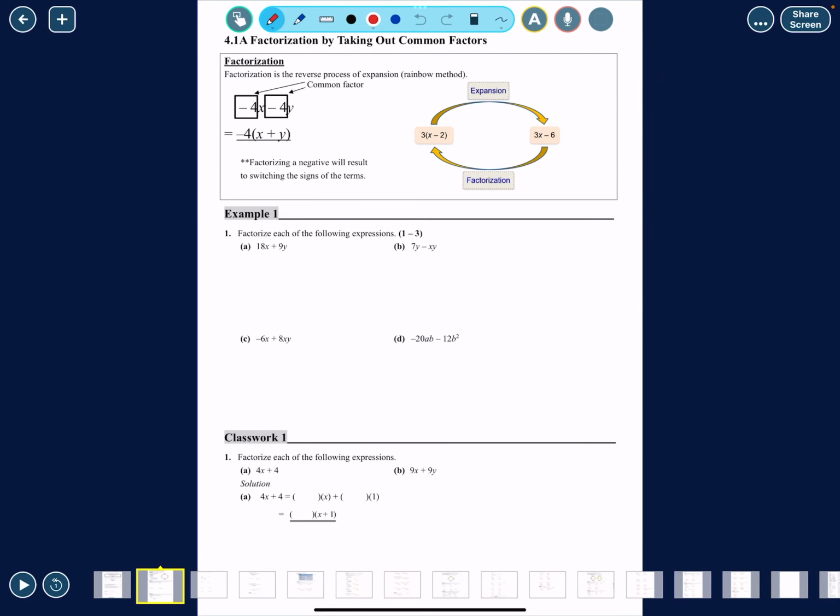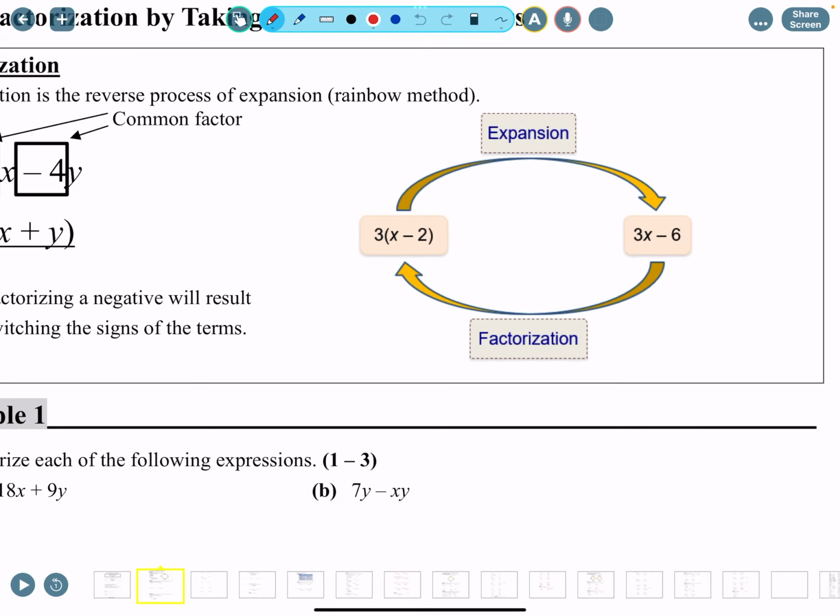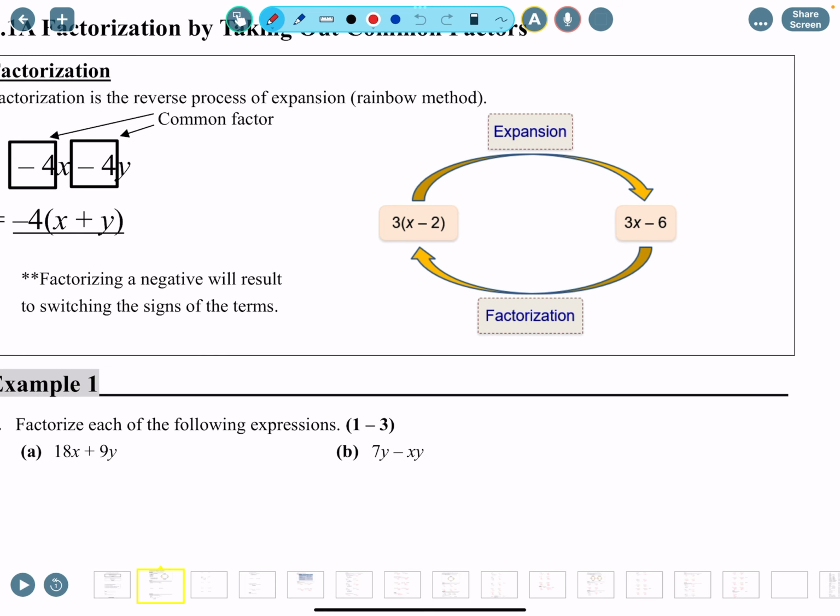Hi, Group 3. So we're starting a new chapter on factorization. You have to understand that factorization is the opposite of expansion. So rainbow method is expansion.